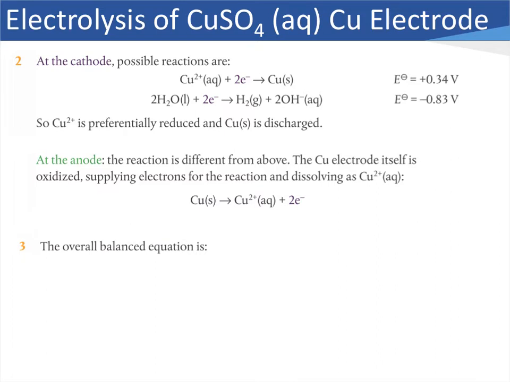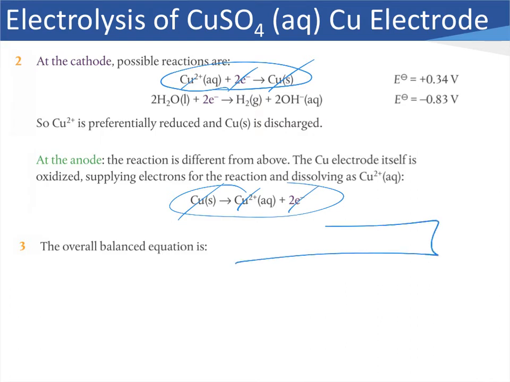So the overall balanced equation is, well, I have this reaction and this reaction. Copper ions cancel, the electrons cancel. I don't really have an actual overall reaction taking place. I have two half reactions that have a net effect of no difference. But what's happening?